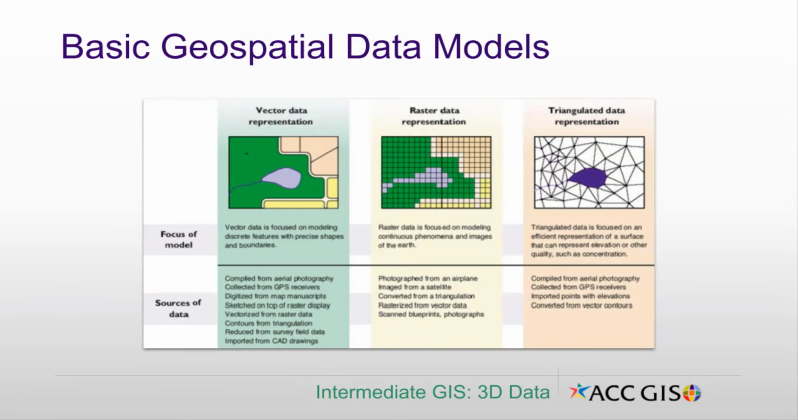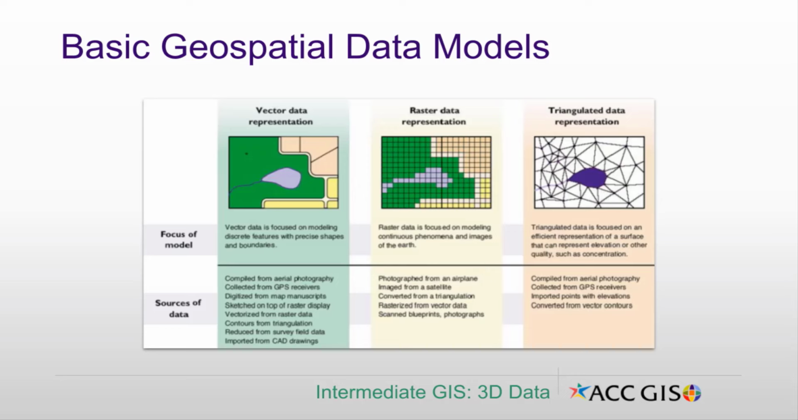The basic geospatial data models that we use in a GIS are vector, raster, and triangulated data. And up to this point, both in Introduction to GIS and in Intermediate GIS, we focused on vector and raster data representations. Vector data is focused on modeling discrete features with precise shapes and boundaries. Raster data is focused on modeling continuous phenomena and images of the Earth.